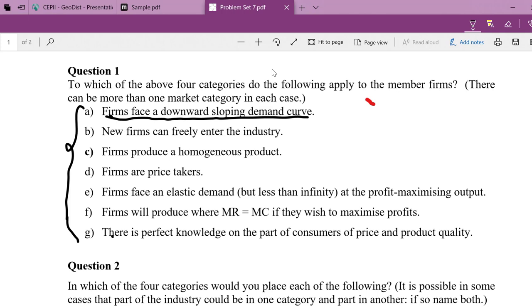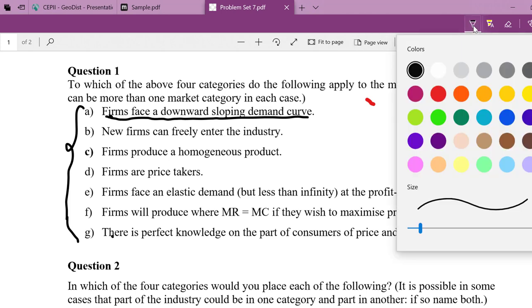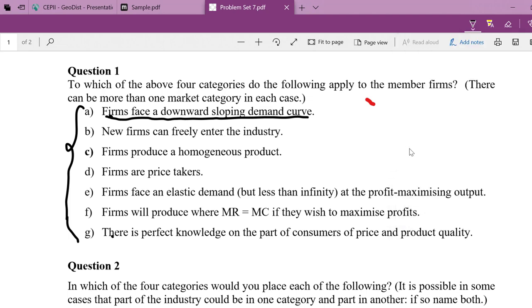In which ones, guys? Monopoly, yes. It can be more than one category, yeah. This can include more than one category. Oligopoly, yes. Monopolistic competition. Exactly. Why not perfect competition? Because they are price takers, it has to be the same price. Exactly. Does everyone know why this doesn't apply to all the market structures, all the categories here?